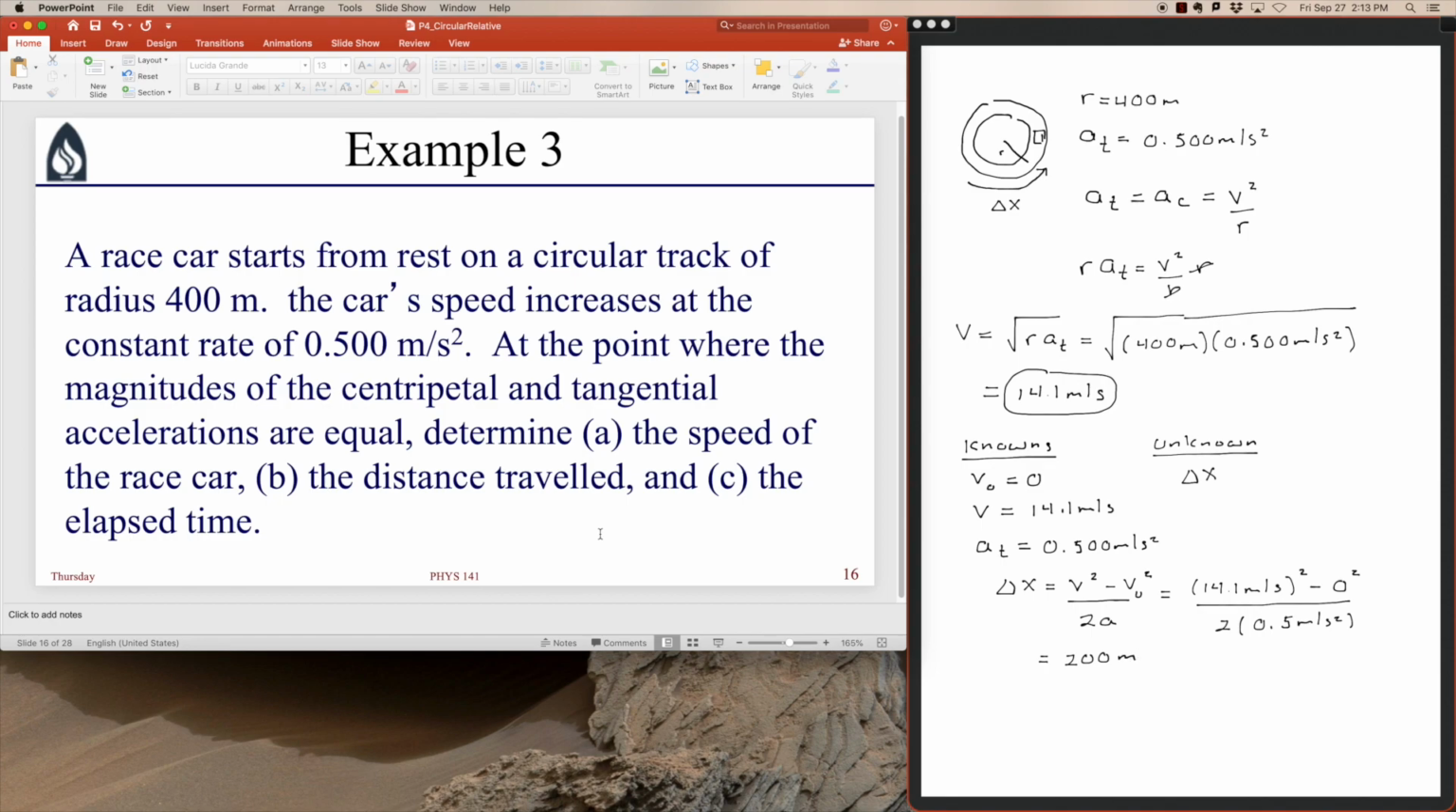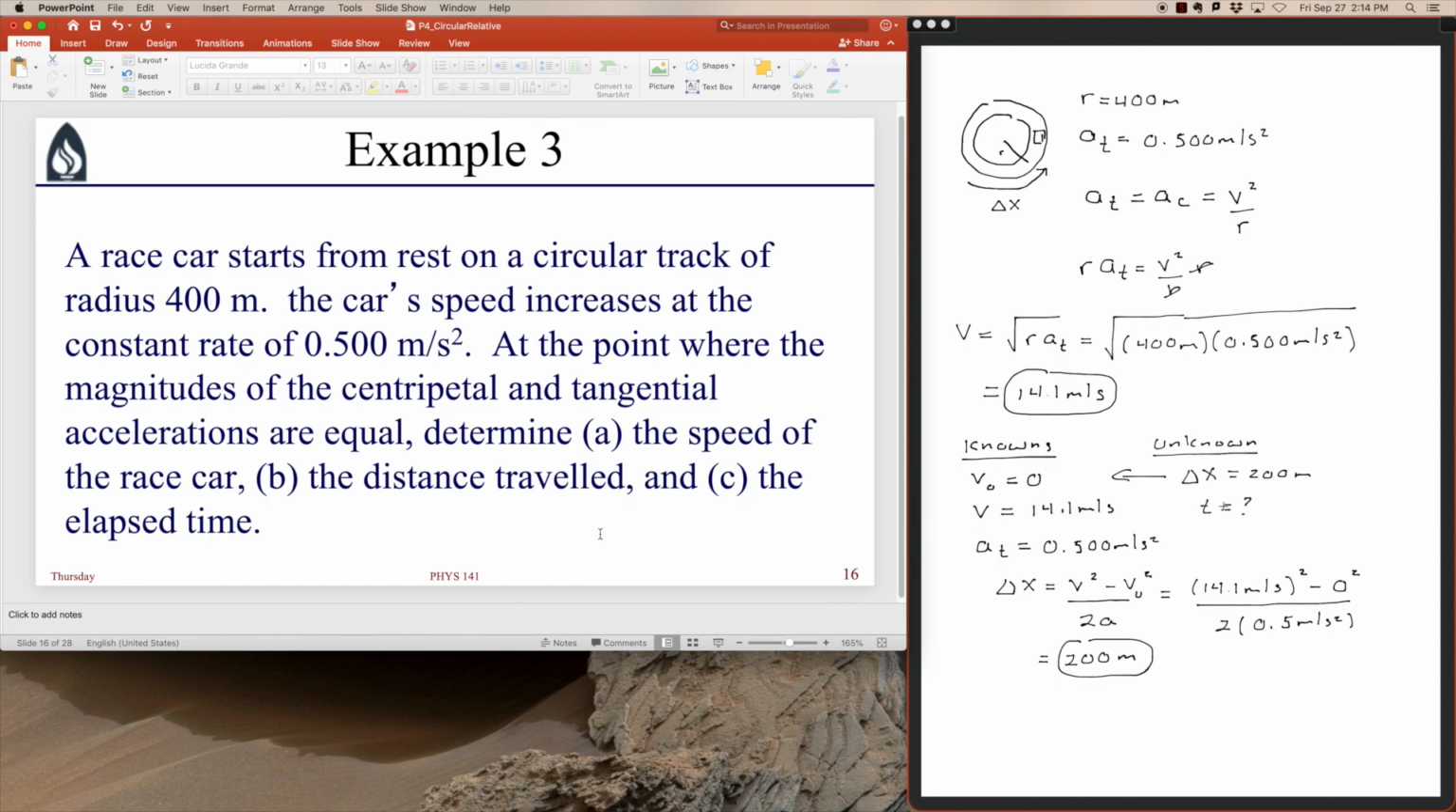So now I can add that 200 meters to my list of knowns. It's another thing I know about the problem, and that is my answer to part B. But then part C is asking for time. So now my new unknown is time. What is the elapsed time? Now I have all of these knowns, and I need to solve for time.